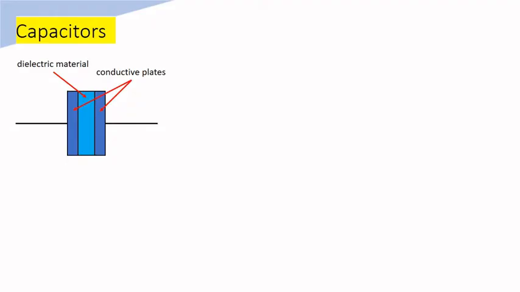So, what is a capacitor? Capacitor is the structure that comprises two conductive plates sandwiched with a dielectric material. The dielectric material has an insulator property that would prevent the movement of charges between the two conductive plates.